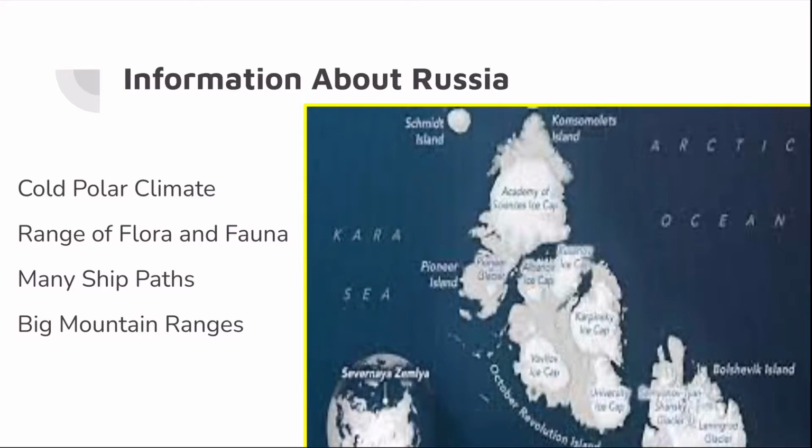Now for some information about Russia. Northern Russia is in a cold polar zone of the Arctic Ocean. Some flora include dwarf birches, willows, and mosses. Some fauna include Arctic fox, deer, and white hares. The population in Russia is 350,000 people.